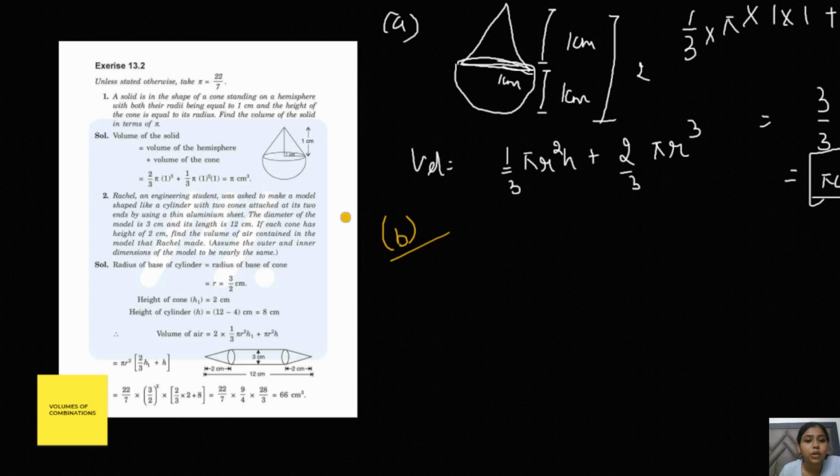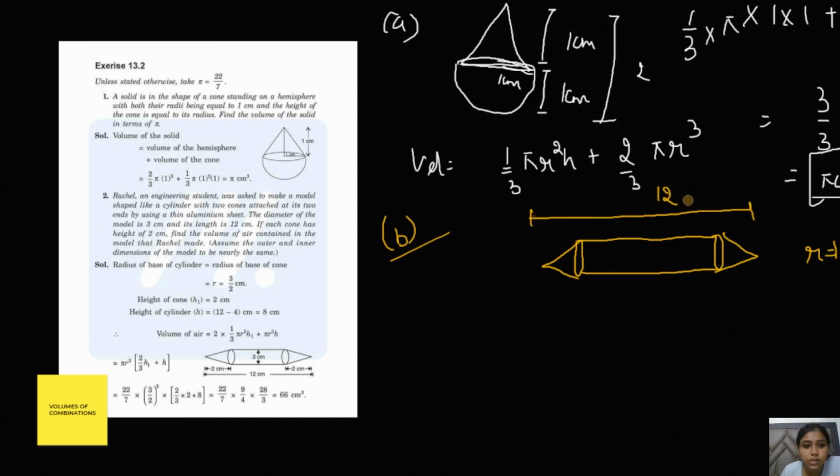Rachel, an engineering student, was asked to make a model shaped like a cylinder with two cones attached at its ends. This is a cylinder, and there are two cones at the ends of the cylinder. He wants to make this model with the help of an aluminum sheet. The diameter of the model is 3, so obviously the radius is 1.5, and the length of the whole model is 12 centimeter.